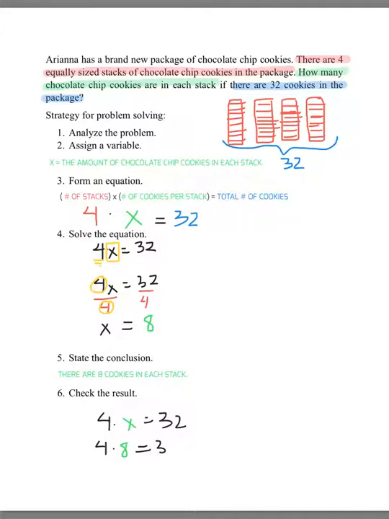So now all that's left to do is 4 times 8. We know that to be equal to 32. So on the left we have 32, and on the right we have 32. The question is, are these two sides equal? And the answer is yes. Since they are equal, our solution is correct.